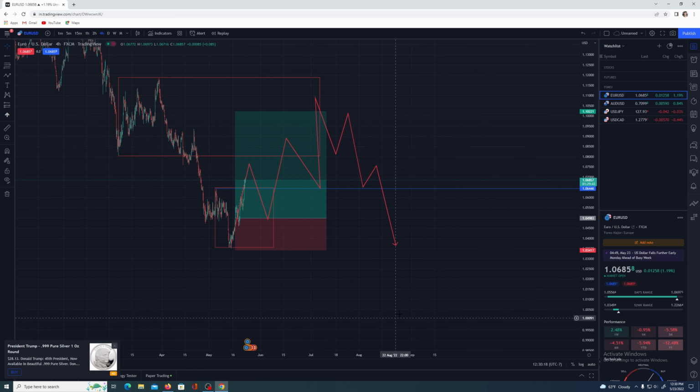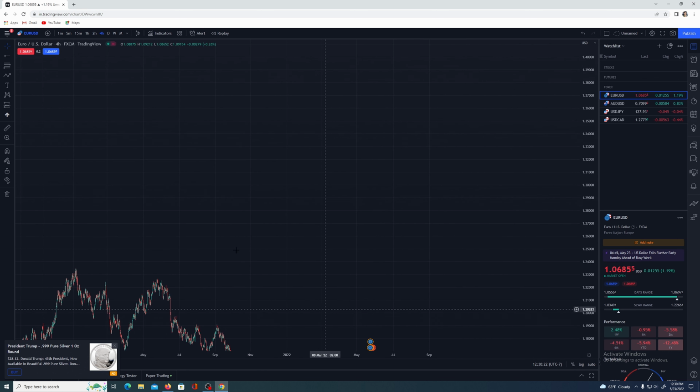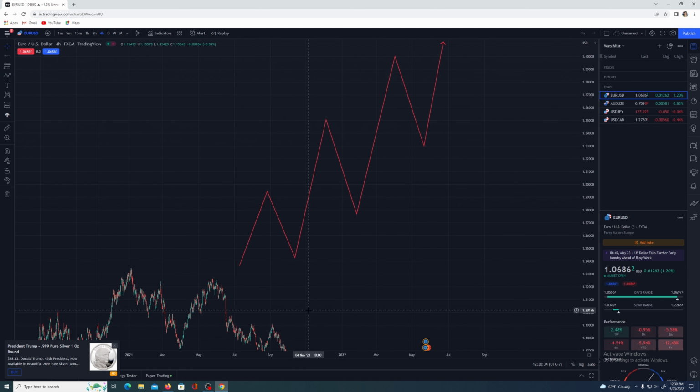Okay, so just a little recap with the drawings. We say that our demand block is the last move down before the move up, and it only becomes available to trade after it breaks above the high.